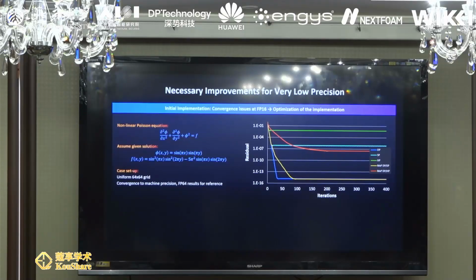For half precision, we were having some issues, and then we realized that in very low precision, like half precision, you need to take care of additional issues coming from underflow and overflow. You also have an issue where the defect correction term on the right-hand side that you're adding becomes smaller and smaller as you're converging.